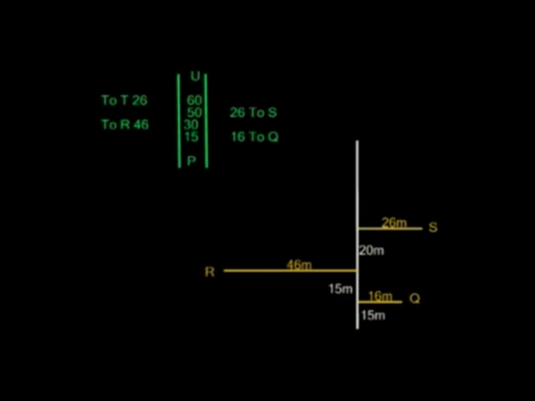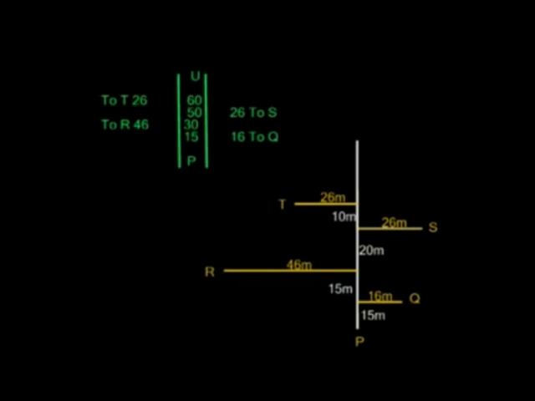Again, it tells me from P to the junction of T is 60 meters. So from the junction of S, it means I move further 10 meters. Why? Because I had moved 50. So this is the junction to T, and T is 26 meters to the left.